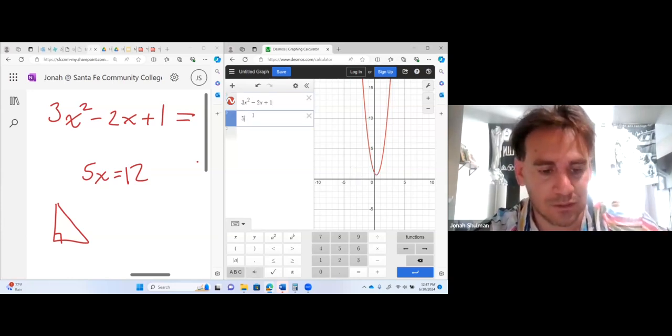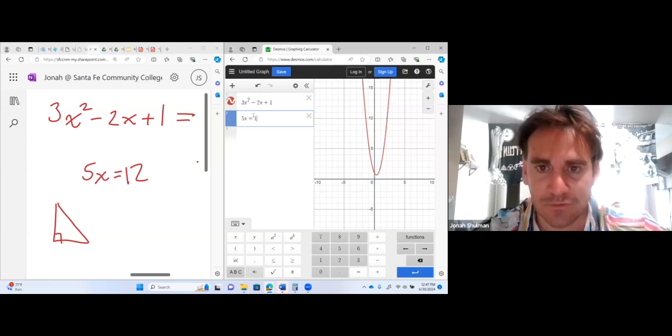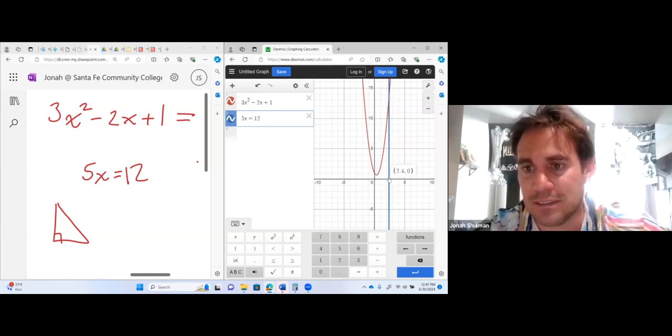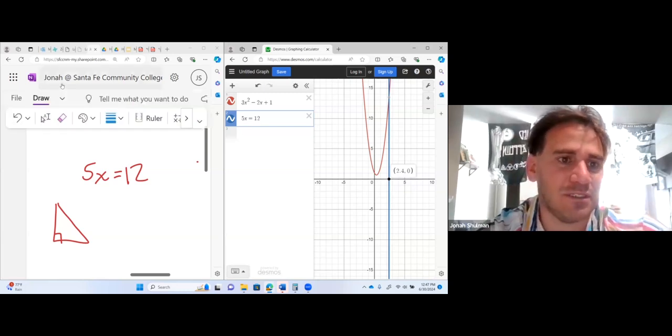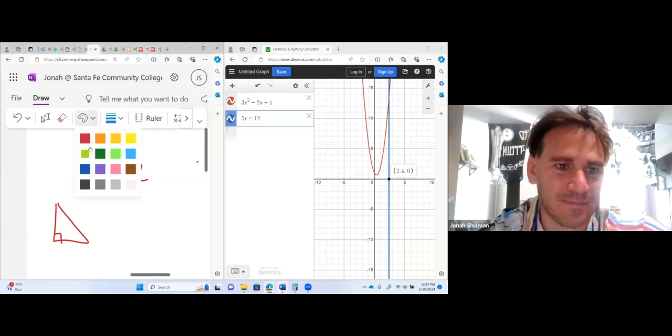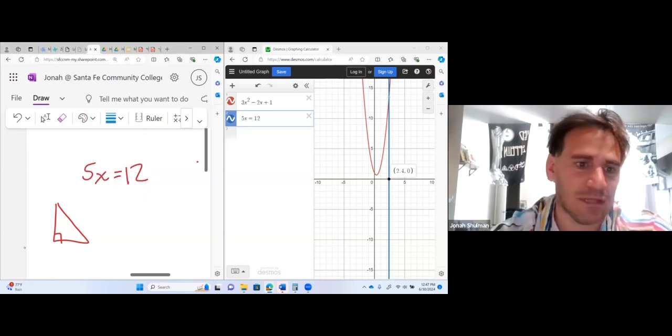The 5x equals 12, we know it's a specific answer. It's this line, it's just 2.4, but what does that represent? It could be whatever we want. The same thing with this triangle. The triangle can be a ladder.